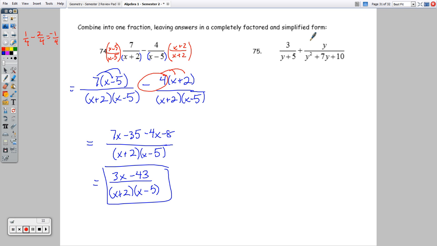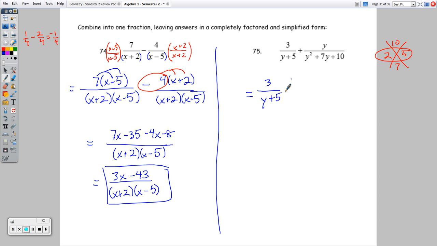And then this one, it looks like we could break this apart by factoring the denominator here. Let's try that. If we had a 10 and a 7, 2 and 5 would work. So if we rewrite this, this would be the same thing as 3 times y plus 5. I'm going to leave a little blank spot here. You'll see why in a second. And then y over y plus 2 times y plus 5.